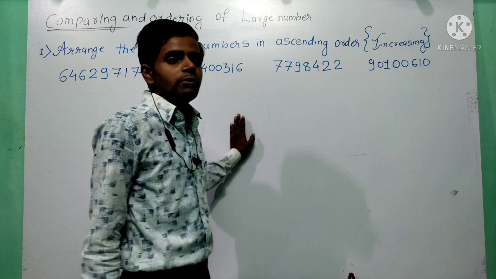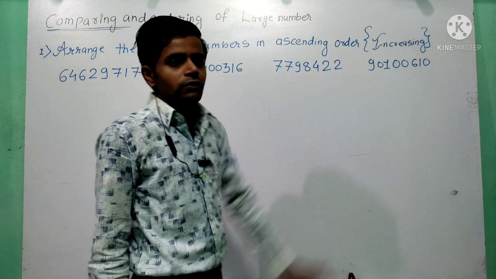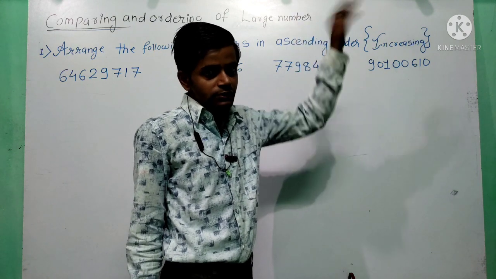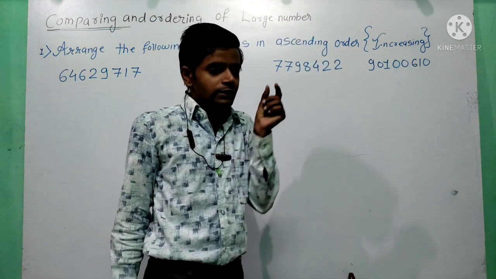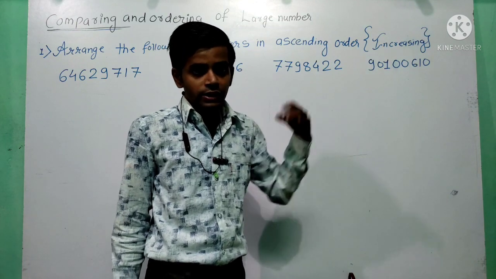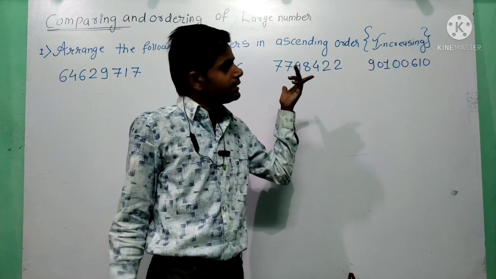So first of all, always remember what is meant by ascending order, which is the increasing order. Increasing order. That means first of all we write the smallest number, then slightly greater, then greater, then greater, and then the greatest number. ठीक है, छोटे से बड़ा नंबर जाना है. That is ascending order.